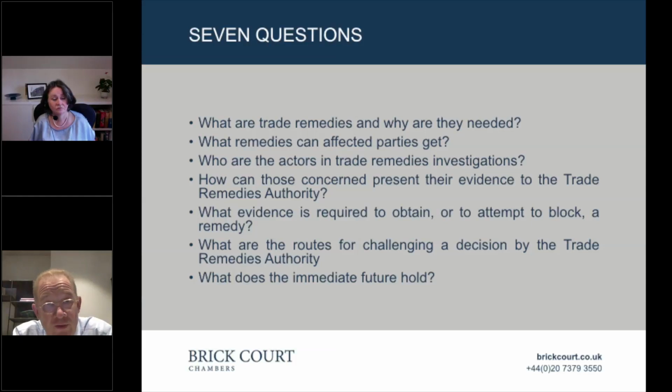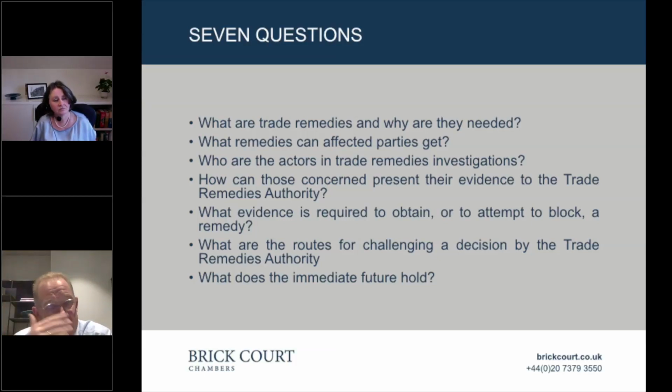Now, if all of those criteria are met, the investigation will be opened, and all the parties concerned, as we've heard, will have the opportunity to make their views known in writing and orally. A final decision as to whether to grant the remedy or not will be taken, obviously, after weighing the evidence. And again, that's going to be an issue. Has the authority weighed the evidence before it in the appropriate fashion?